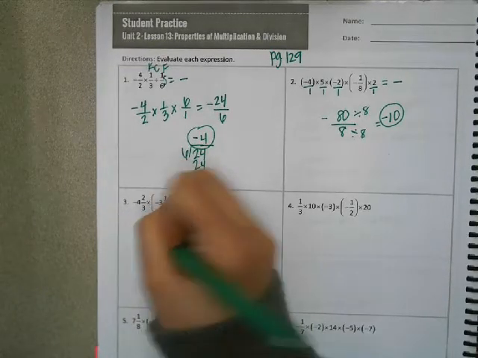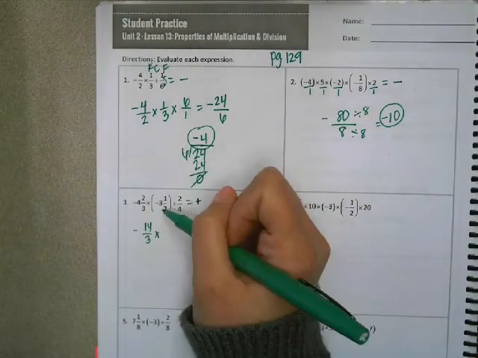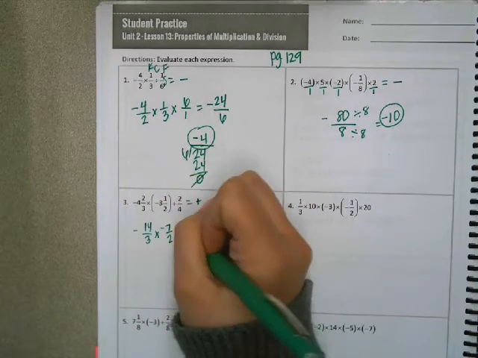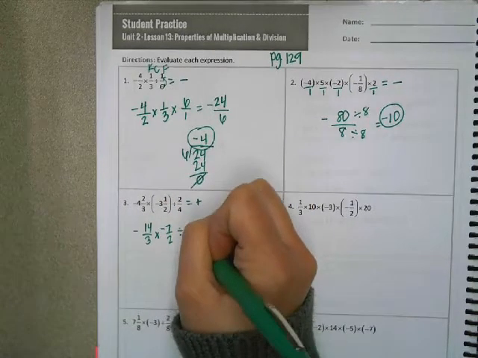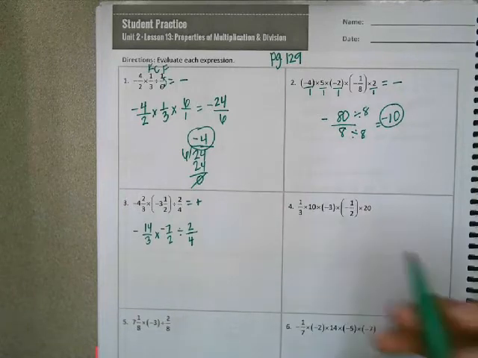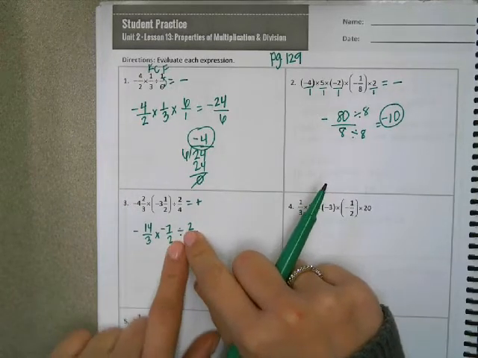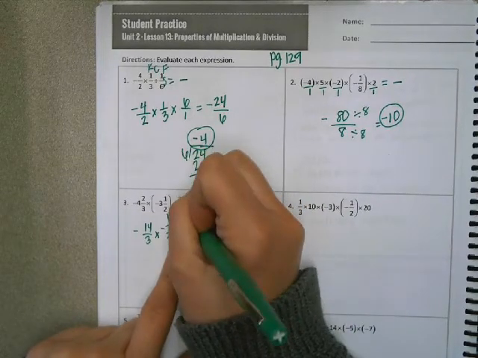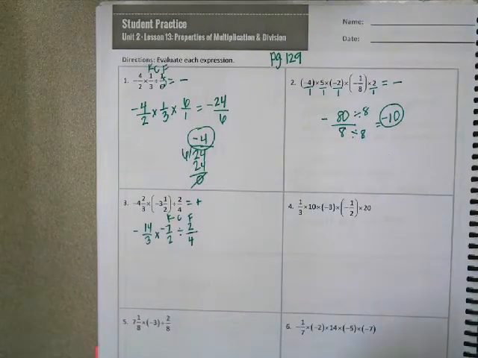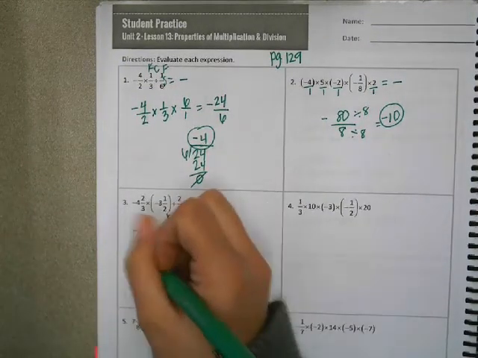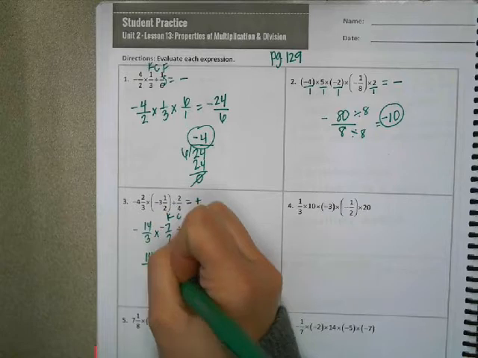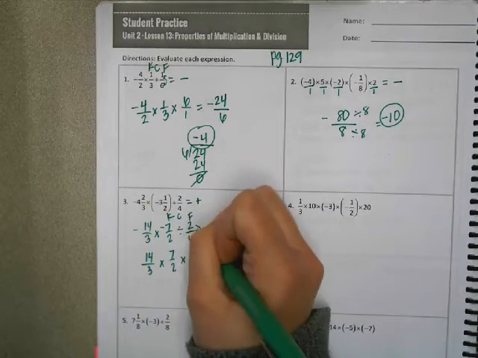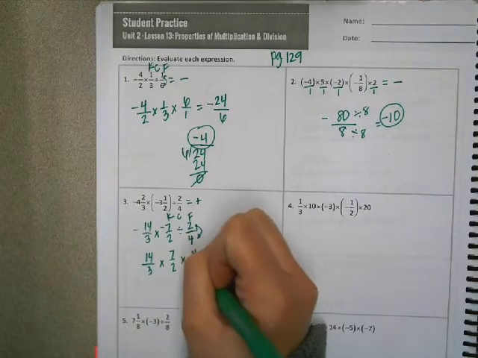So 14/3 times 7/2, and then divided by 4/2. From here, I'm going to use my keep, change, flip. Right above, I'm going to change this division to multiplication. Right above the division, I'm going to put C, KCF. So you're going to keep 14/3, keep 7/2, change division to multiplication, and we're going to flip this to 4/2.